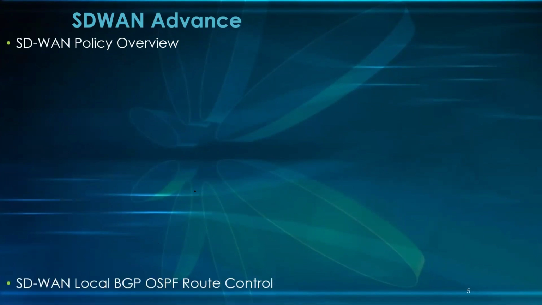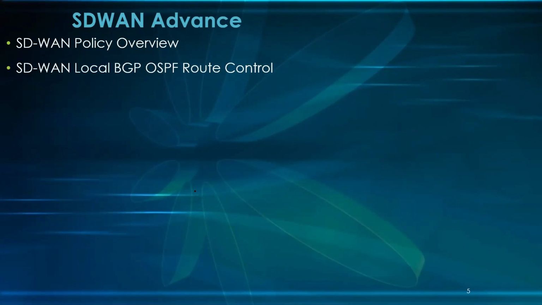Now, in the advanced part, we will talk about the policy overview. Like I said, we have multiple types of policies, and it is one of the complex areas where you have to carefully design and write the policies. Second, we will talk about how you can configure BGP and OSPF, but will you be able to control the routing, that okay, I want to prefer this route over the other route, right? That's what we will talk about.